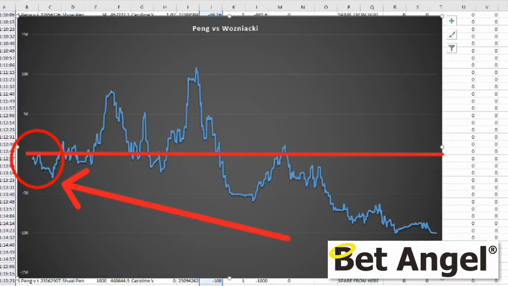Now if we would have backed Peng or laid Wozniacki, you can see we could have profited here, around this particular point, and then of course she actually ended up winning the match as well. So can you see this is why tennis is appealing, because it swings backwards and forwards repeatedly as they try and head towards the end point over on the far side. They're all looking to win the match, but there's many different ways in which the match can actually be won.